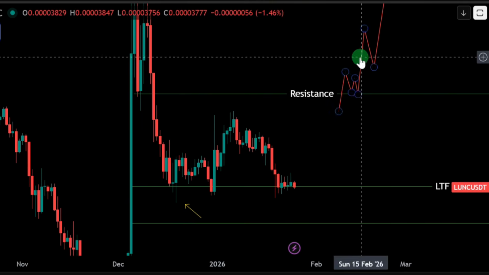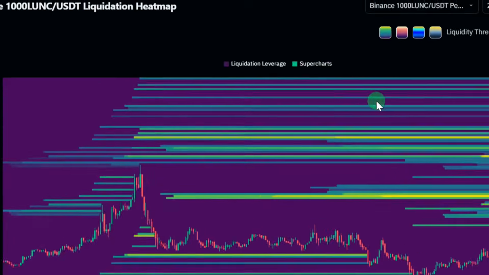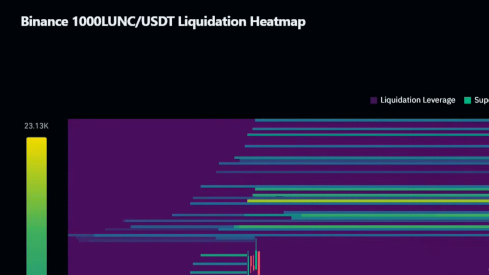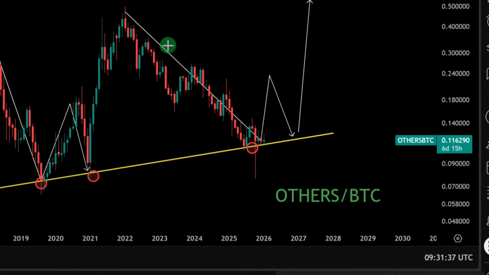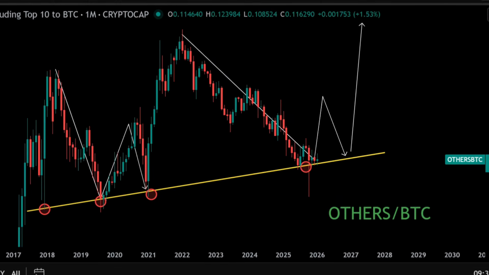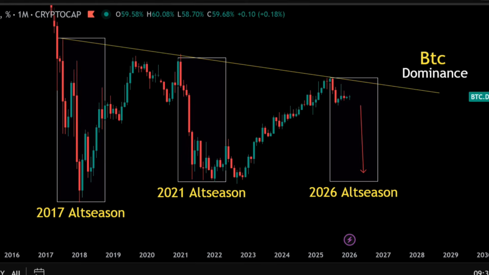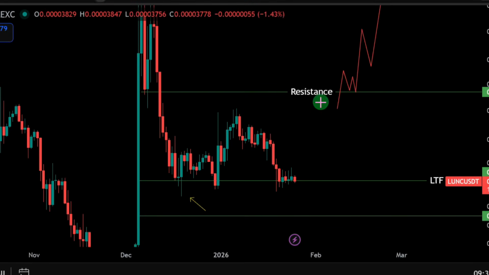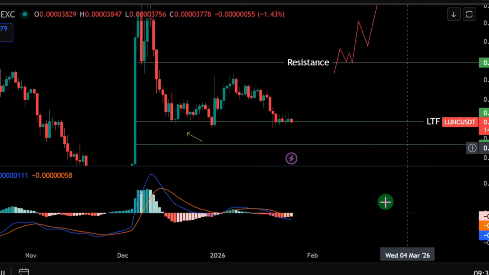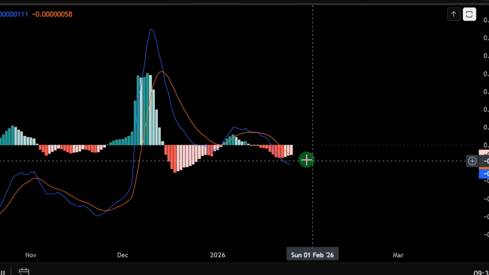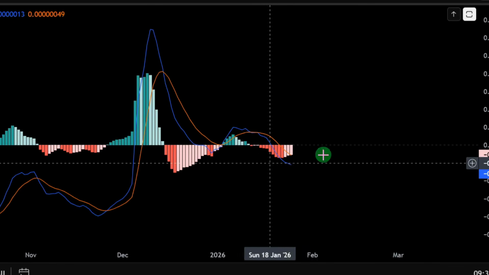bounce from here. We are going to be talking about the liquidation heat map for Terra Luna Classic as well, which has interesting liquidity. We're going to be talking about the orders chart and also the BTC price chart on the monthly time frame. Back to the Terra Luna Classic chart, we are also going to briefly talk about the MACD indicator on the one-day time frame.